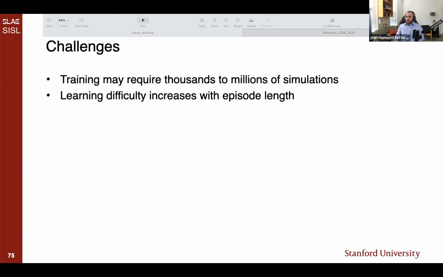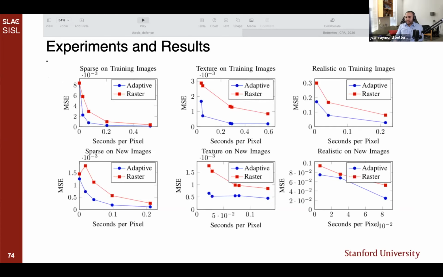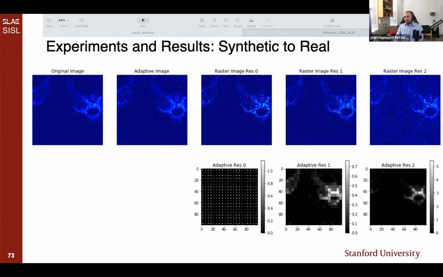All right. So there are still many challenges with this. Training may require thousands to millions of simulations, and that can be very computationally expensive. And then further, learning difficulty increases with episode length. This is a point I didn't really get to dive into. But going back here, we're taking very large sweeps. Every time we measure, we're doing a sweep over the image.